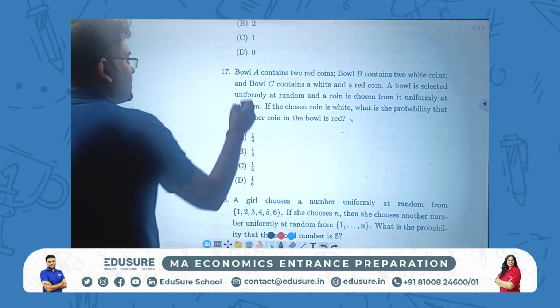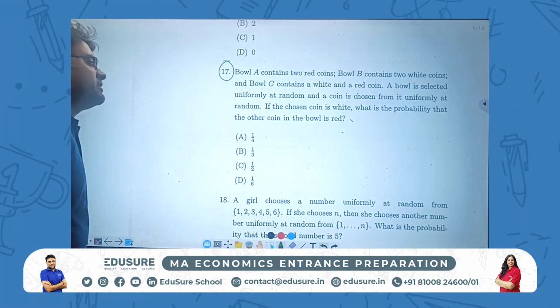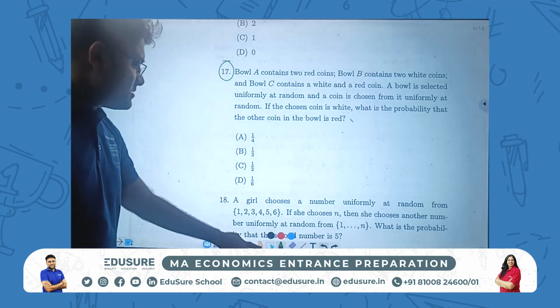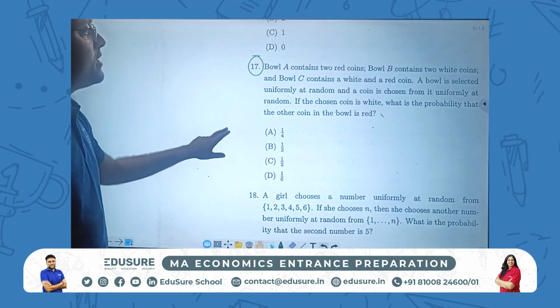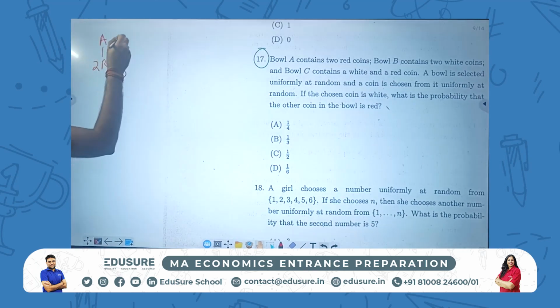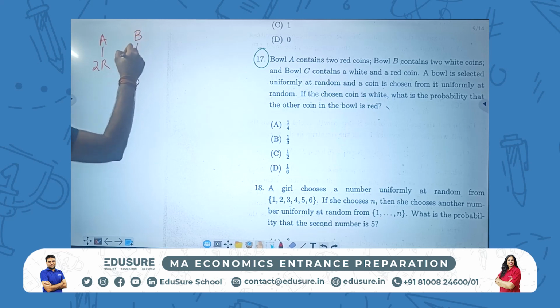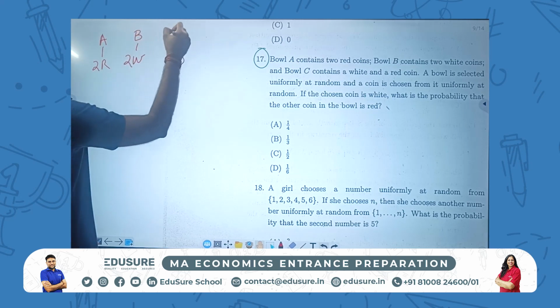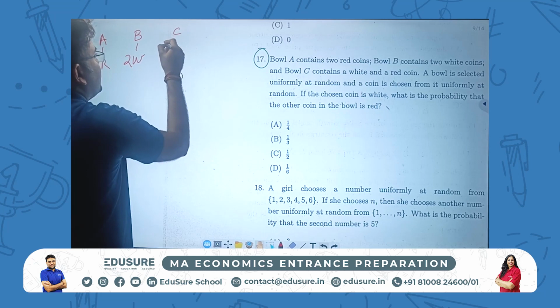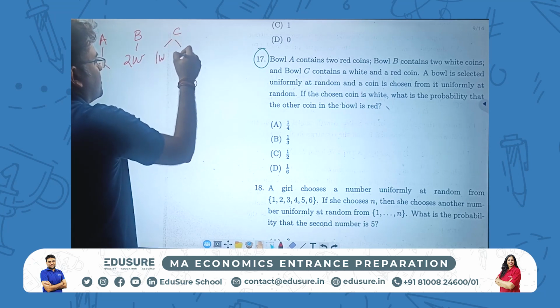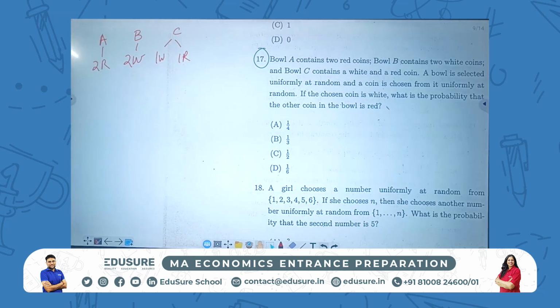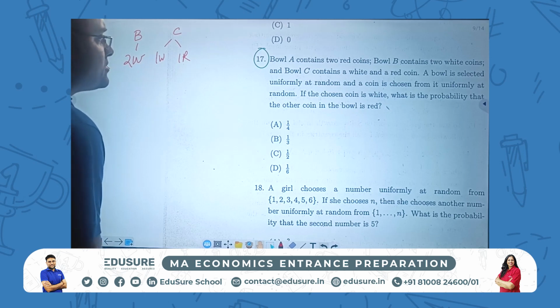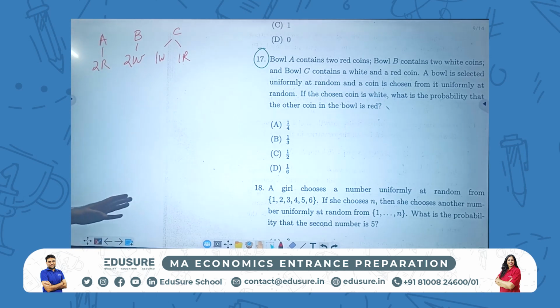ISI 2023 PA question number 17. Bowl A contains 2 red coins. Bowl B contains 2 white coins. Bowl C contains 1 white and 1 red coin. A bowl is selected uniformly at random and a coin is chosen from it uniformly at random. If the chosen coin is white, what is the probability that the other coin in the bowl is red?